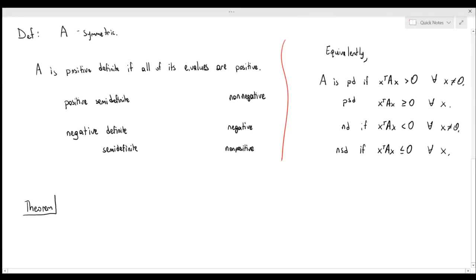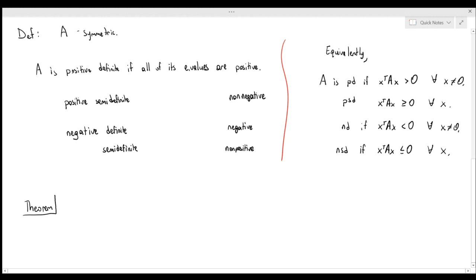Okay, so right now, if you have a symmetric matrix, and let's say you want to check it is positive definite, so one way to do that would be to just calculate all of its eigenvalues and check if all of them are positive. Another way to do that, which is maybe a little bit more difficult, is to check if X transpose AX is going to be positive for all non-zero vectors X.